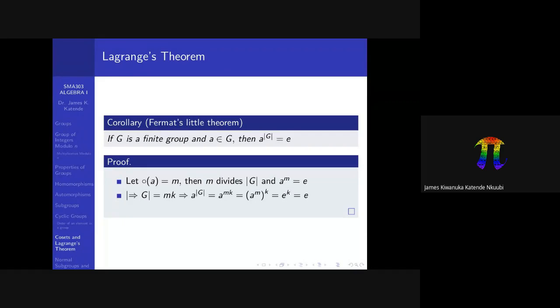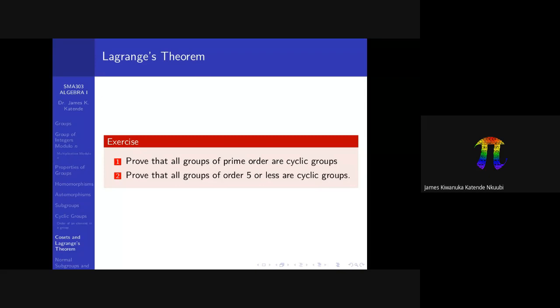So we have looked at the two consequences of Lagrange's theorem. Also based on that, you can prove these two statements: that all groups of prime order are cyclic groups. So for instance, any group with 7 elements or 11 elements or 19 elements will always be cyclic. The second one says prove that all groups of order 5 or less are cyclic groups also. So again, all groups with 5 elements or less are cyclic. You can prove this in your own time.